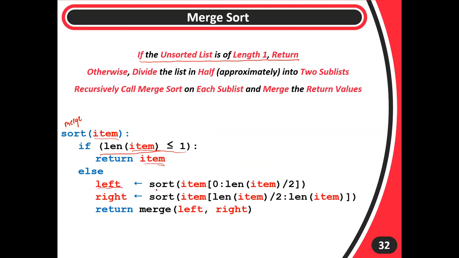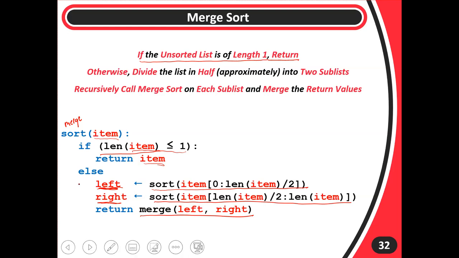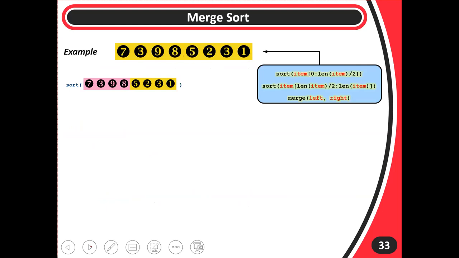Otherwise, we sort the left side of the list here and put it in this variable. We sort the right side of the list here and put it in this variable, and then we merge them. So that's our merge sort algorithm using the divide and conquer approach.